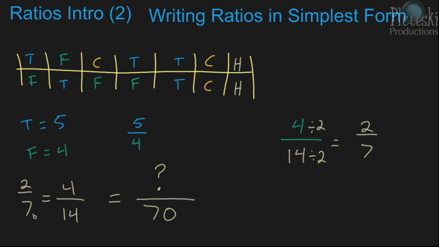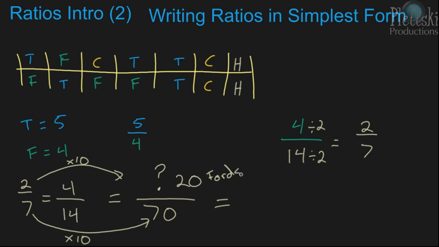How do I get from a 7 to a 70? Well, I multiply that by 10. And with fractions, if you multiply the denominator by a number, you can do the same thing to the numerator. So 2 times 10, and you'll get 20. And that'll be an equivalent fraction. So what I can say is that for every 70 cars, 20 of them are Fords. So I'll have 20 Fords if there was 70 cars total.